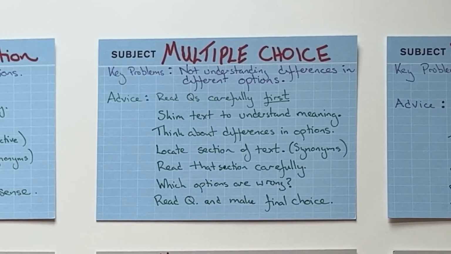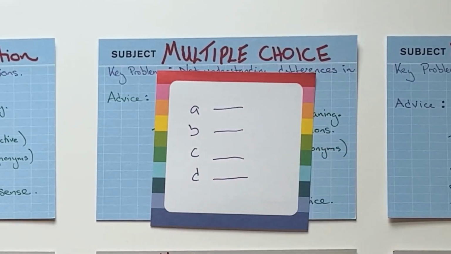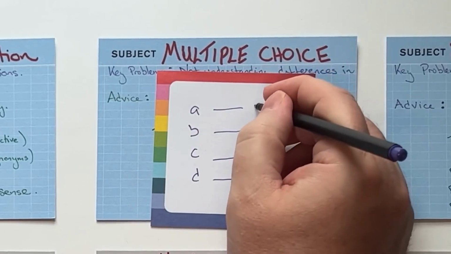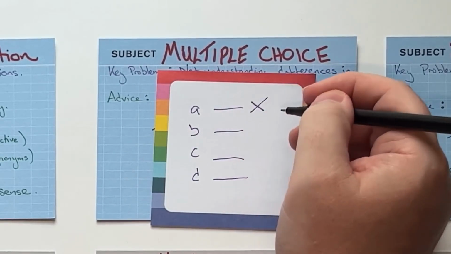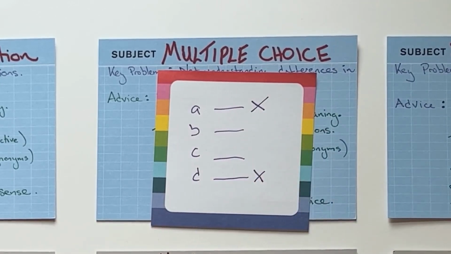If you are confused, think about not what is the correct answer, but which options are definitely wrong. So going back to our original thing here, let's say this one is definitely wrong and D is definitely wrong.